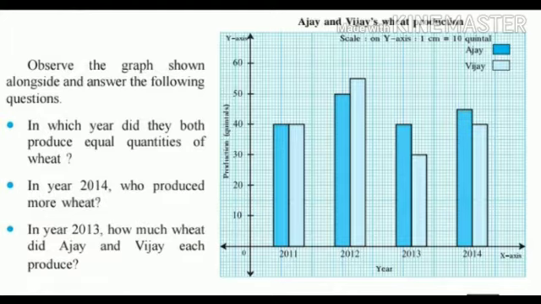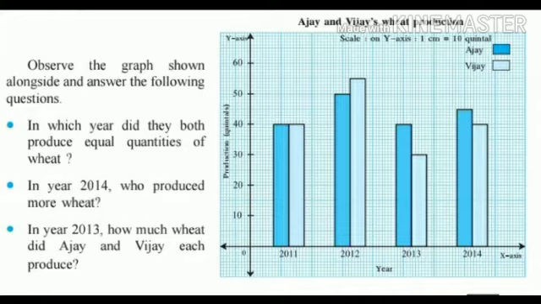The next is, observe the graph alongside and answer the following questions. In which year did both produce equal quantities of wheat? Here there are two partners, Ajay and Vijay, and they have wheat production. In year 2014, who produced more wheat? In year 2013, how much wheat did Ajay and Vijay each produce?